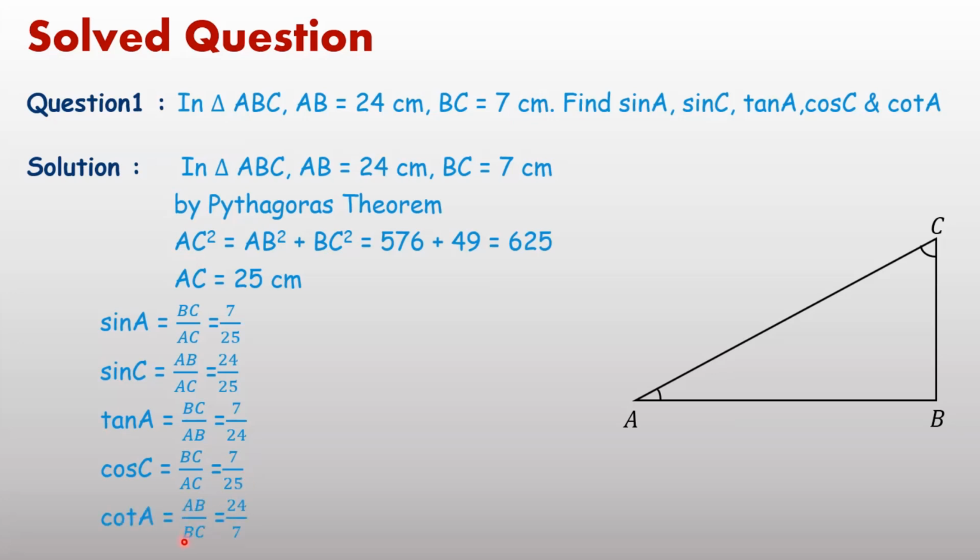Similarly, cot A equal to base upon perpendicular, means AB upon BC equal to 24 upon 7. In this process, if the measurement of two sides is given, we can easily calculate sin A, sin C, tan A, cos C, cot A.